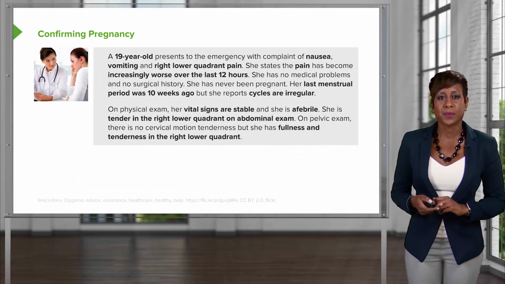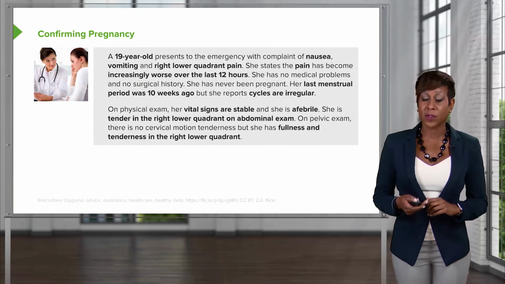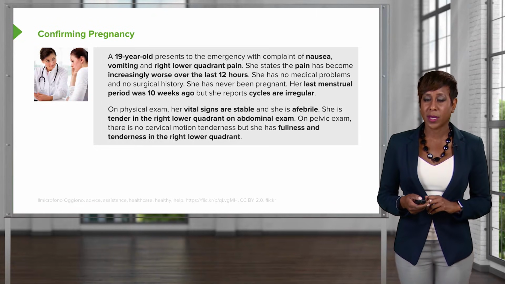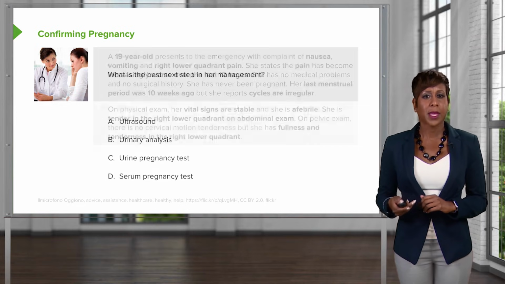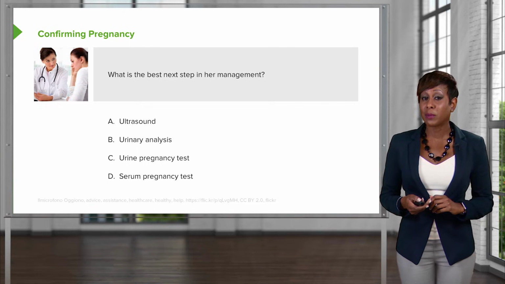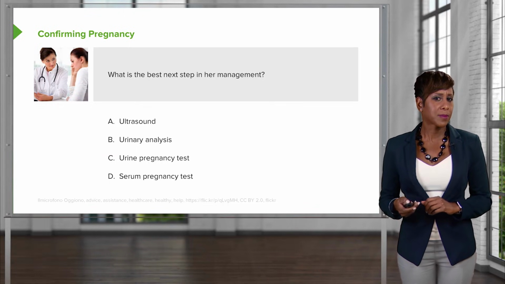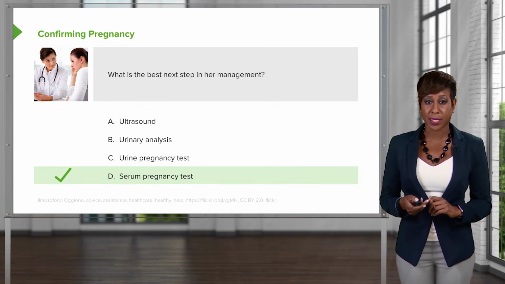So back to our patient. She's a 19-year-old presenting to the emergency room, again complaining of nausea, vomiting, right lower quadrant pain, and last menstrual period was about 10 weeks ago, and on exam we feel some fullness on the right. Now, when we again think about those options of what we should do next, what do you think the answer is? Well, the answer is D. We want to do a serum pregnancy test.